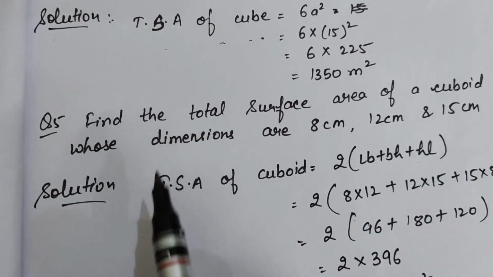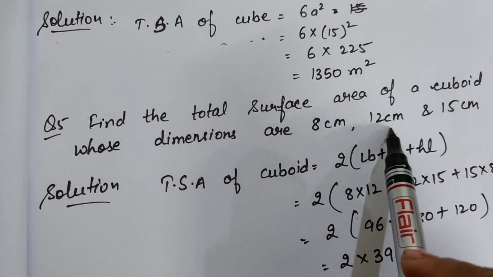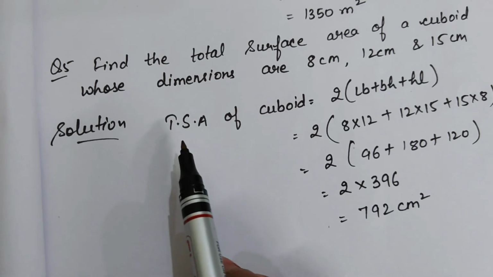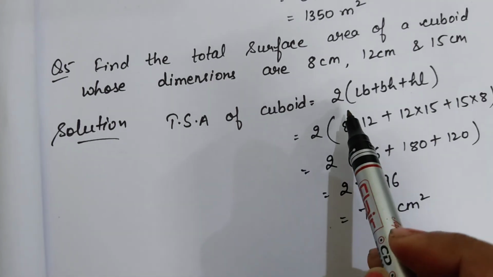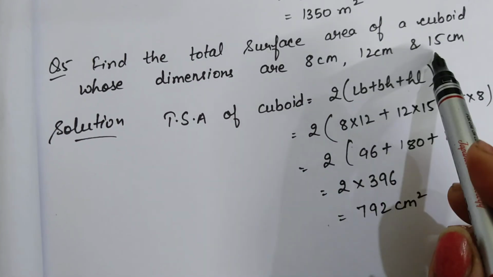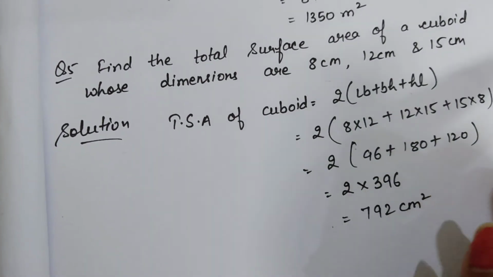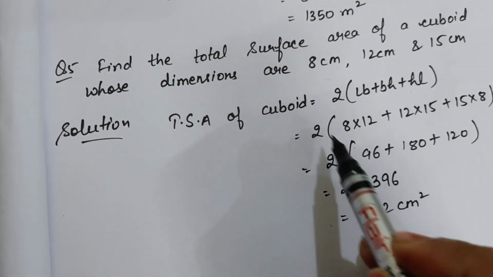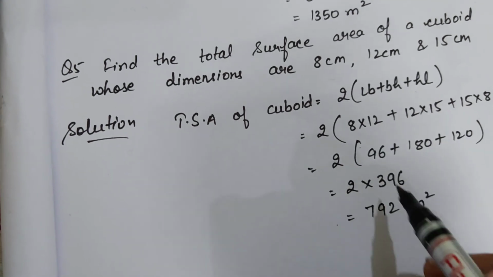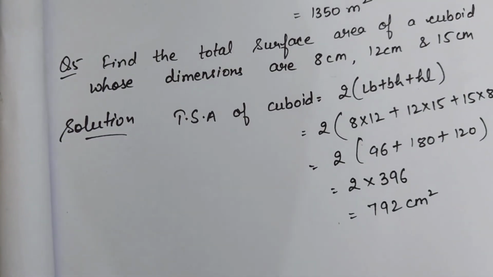Now next question is, find the total surface area of a cuboid whose dimensions are 8 cm, 12 cm and 15 cm. Use the formula of total surface area of cuboid. This one is 2 bracket LB plus BH plus HL. L is 8, B is 12 and H is 15. So use all the three dimensions in this formula. So 2 bracket 8 into 12 plus 12 into 15 plus 15 into 8. Now solve it. After solving, we get 792 centimeter square, and this is the total surface area of cuboid.